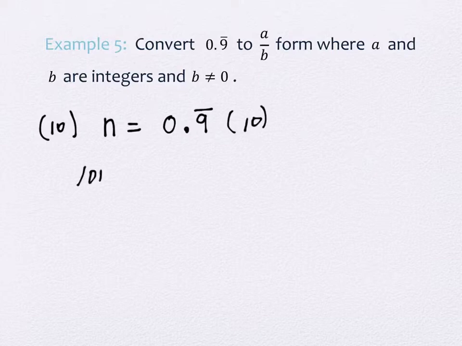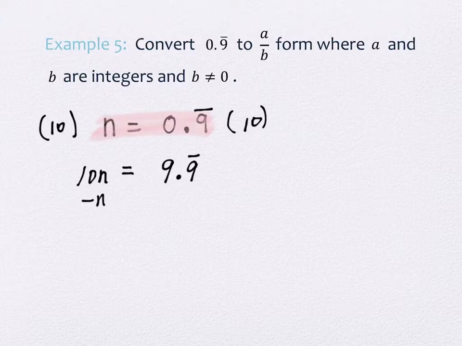So on the left, it's 10n. On the right, what will it become? Right, 9.9 repeating. Everybody good so far? Okay? And then when I get to that point, I have to do subtraction. That's always what comes next. I subtract the original statement I started with. It's always the original statement too, by the way. You're always just subtracting your first line. Minus n on the left, minus 0.9 repeating on the right.